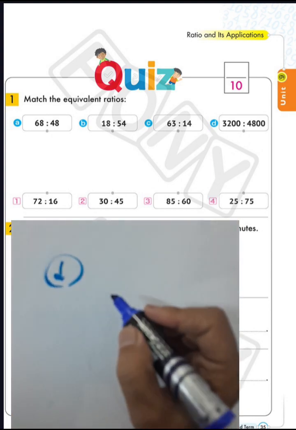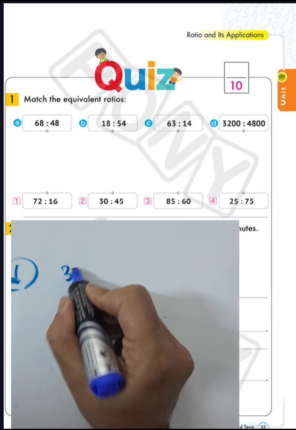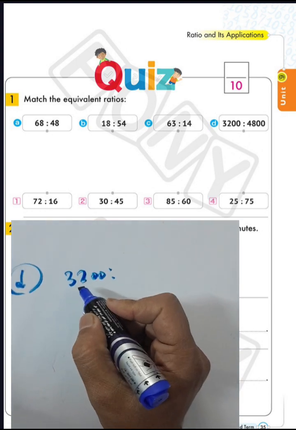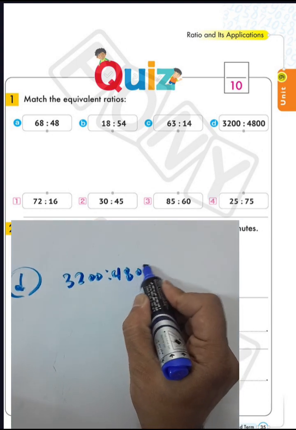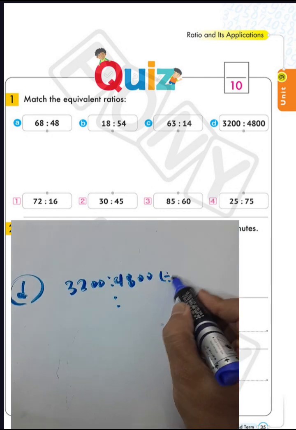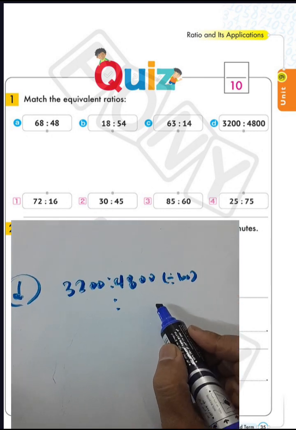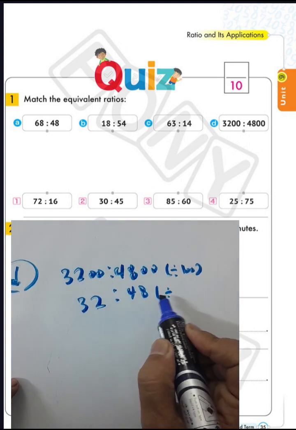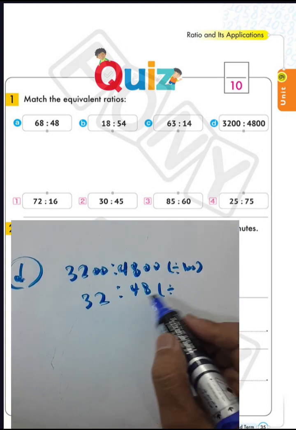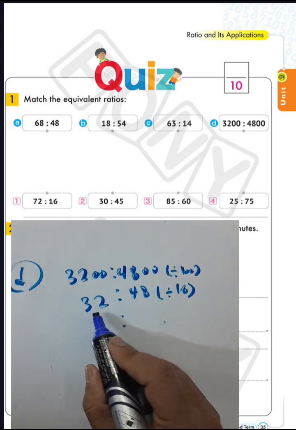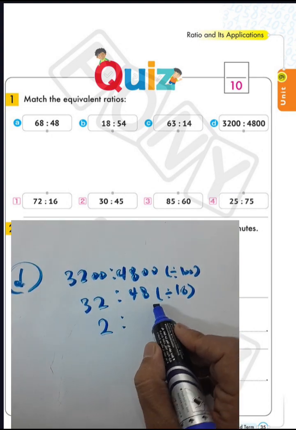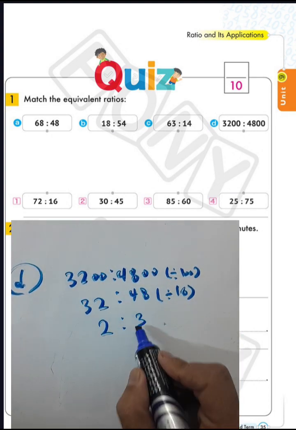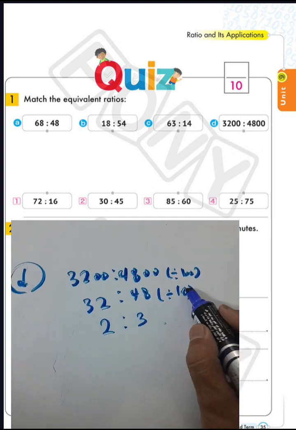What about question letter D? We have 3,200 to 4,800. First step, you can divide by 100 to simplify this example. Then the result will be 32 and 48. And then you can simplify 32 and 48 by dividing by 16. 32 divided by 16 equals 2, and 48 divided by 16 equals 3, because 3 times 16 equals 48.